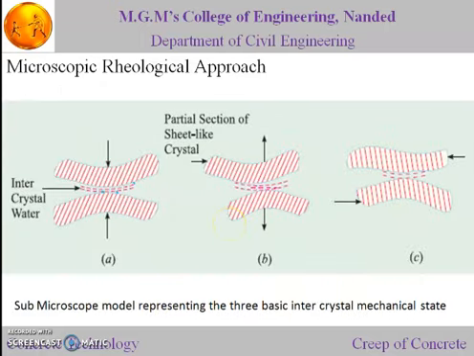The next figure gives the submicroscopic model representing the three basic intercrystal mechanical states. Here three figures are shown. This is the very microscopic level of the cement gel, and these are the smaller cement gel particles. These particles are subjected to three different basic forces in the concrete structure.